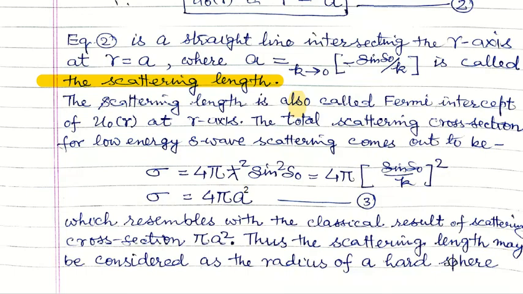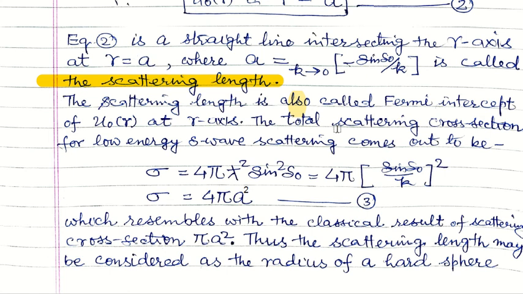Now this scattering length is also called the Fermi intercept of the wave function, radial wave function u0(r) at the r axis, as I have already explained earlier. Where it will intersect the r axis, where will that be? At r is equal to a, and that's why this a is called scattering length.